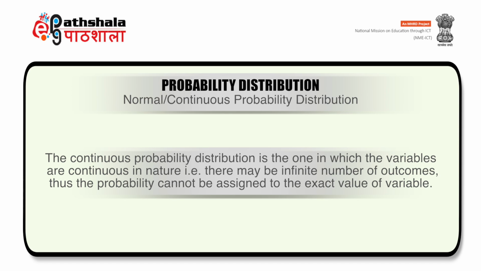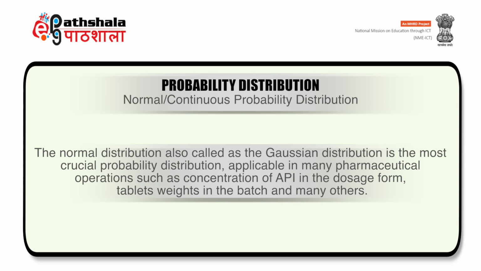Thus, the probability cannot be assigned to the exact value of the variable. The normal distribution, also called Gaussian distribution, is the most crucial probability distribution applicable in many pharmaceutical operations, such as concentration of API, active pharmaceutical ingredient, in the dosage form, tablet weights in the batch, and many others.